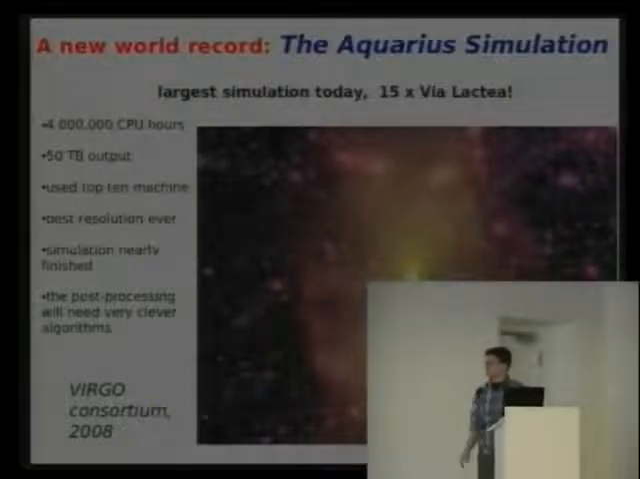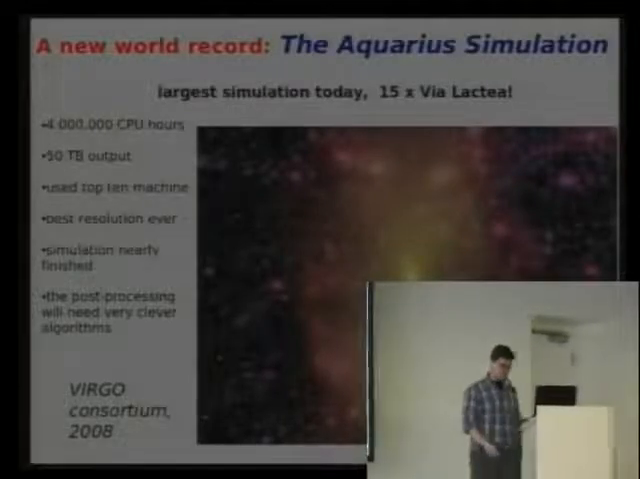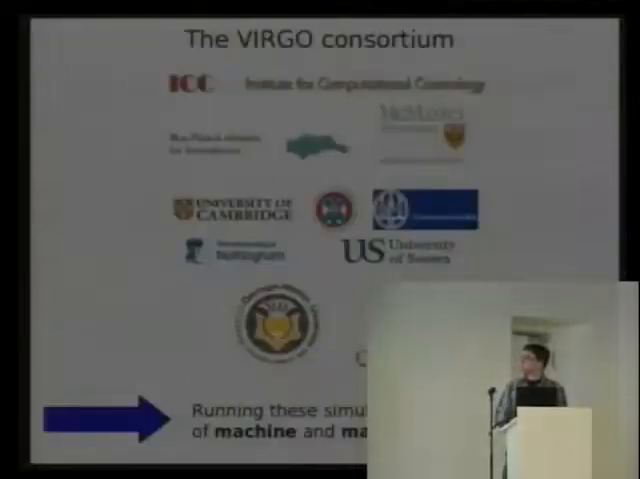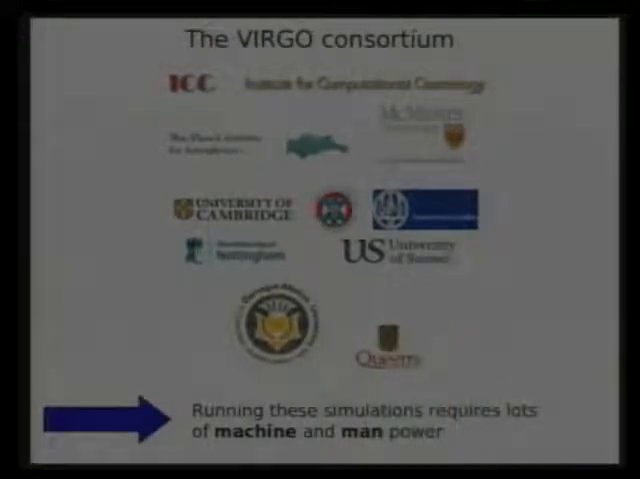And this simulation was done by our institute in collaboration with the Virgo Consortium. So just to show you what the Virgo Consortium is: these simulations are so large that you actually cannot run them from a single institute. You do not have the money for the CPU hours, and you do not have the manpower to analyze all the data. And this is why this group was formed, and they run all these high-resolution simulations.